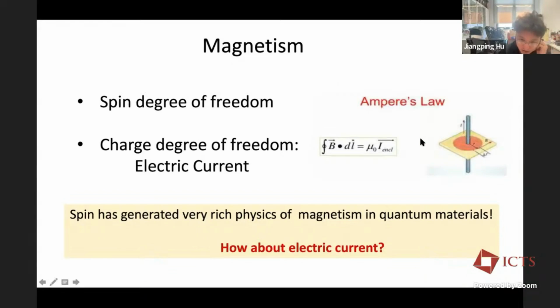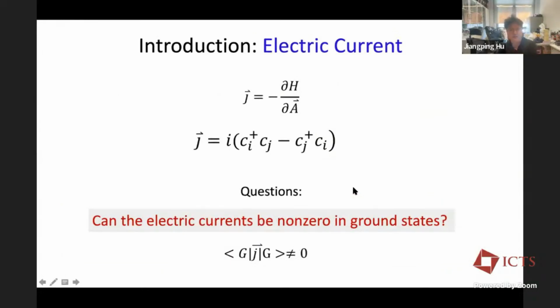So electric current is also another degree of freedom which can provide quantum magnetism, of course. But this hasn't been studied very deeply in condensed matter physics, especially in microscopic models. If you look at the electric current, this is actually a very simple definition: if you have a Hamiltonian, you take the partial derivative with respect to the vector potential, and you get the electric current. In a lattice model, you can just write down this electric current by hopping on a bond.